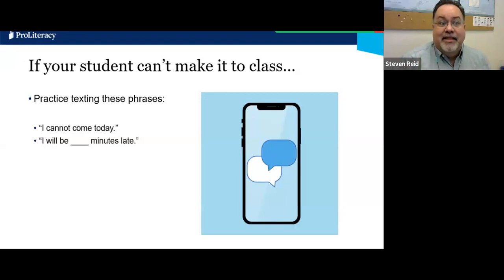I cannot come today. And so teaching your student how to text you that is going to be very, very helpful for you and for them. It also will get them in that mindset of when they're at work and they're going to have to be late for work, they can text somebody, I'm going to be 15 minutes late. So they kind of get that in their pattern of that it's important to let people know that they're going to be late for something.